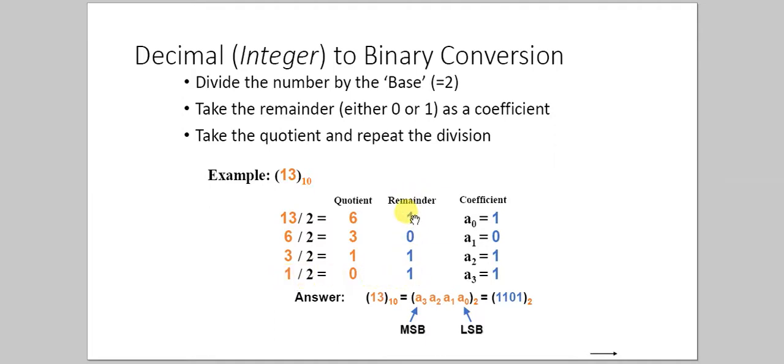This one is the most significant bit, and this is the least significant bit. We start from the most significant to build the number, which is A3, A2, A1, A0. In this case, the most significant bit is 1, and the number is 1101 to the base 2. So this is the conversion of a decimal to a binary number.